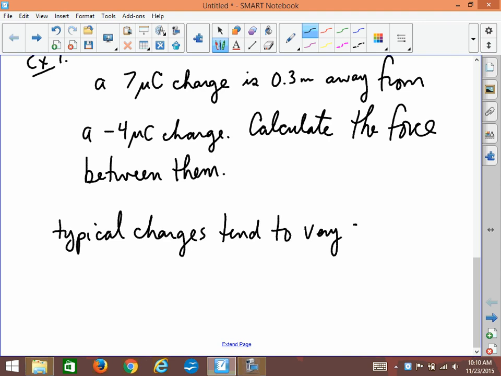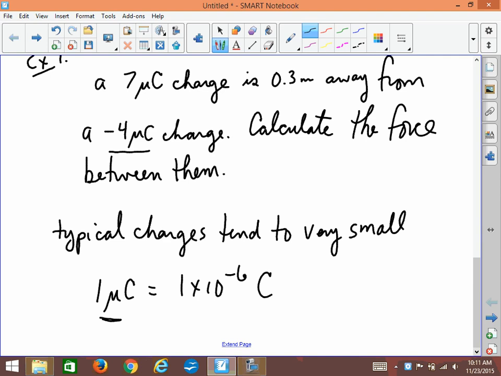And so a microcoulomb is simply 1 times 10 to the -6. It's a millionth of a coulomb. So whenever you see the little micro, you have to change it to 1 times 10 to the -6 in the formula, because we need coulombs in the formula, we need standard units. But you'll often see it written like this in textbook questions and so on, but you have to remember to do that conversion. All right, so there's 2 charges, 7 and -4 microcoulombs.